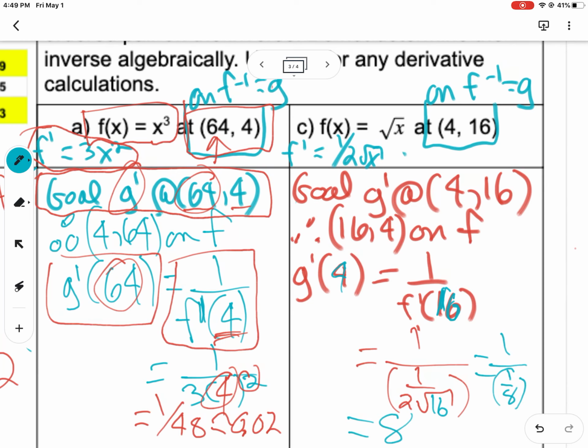Okay, so again, that process is the same every single time. And once you get the hang of it, I think you're going to understand how to do it pretty intuitively. So if you notice, I'm not even using generalized formulas. I'm just doing it with our understanding of inverse functions and derivatives.